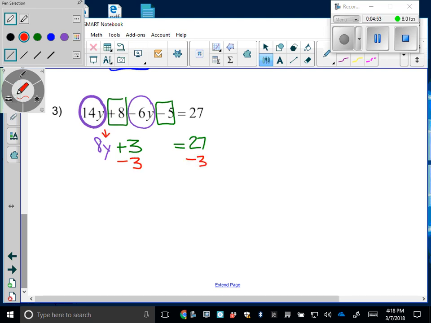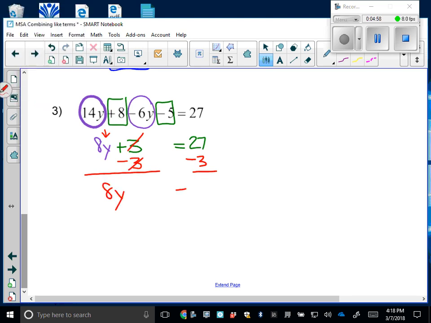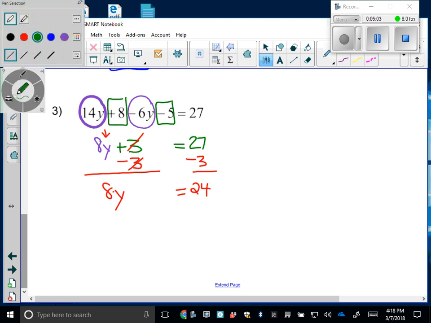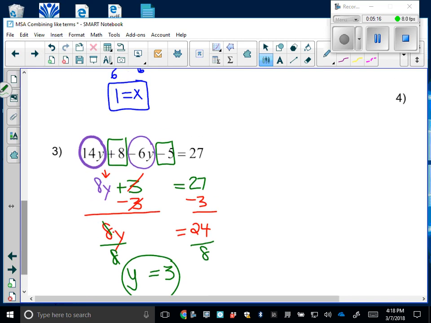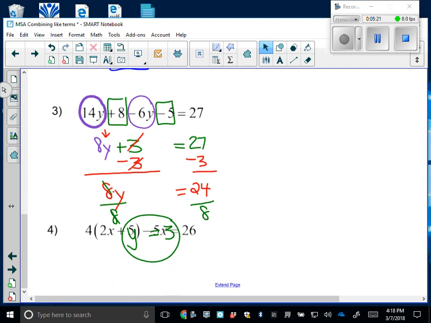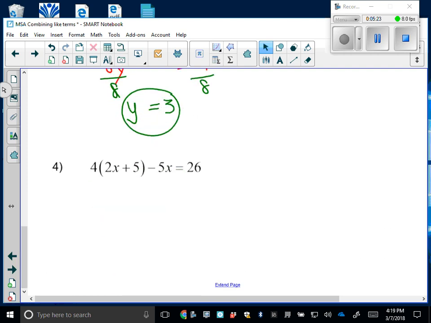Subtract 3 from both sides. 8y equals 24. Since 8 is being multiplied by y, I'm going to undo the multiplication with division. Y equals 3. And my last and a little bit more difficult problem for today has distributive property and combining like terms and solving.